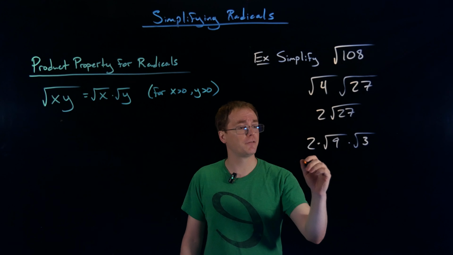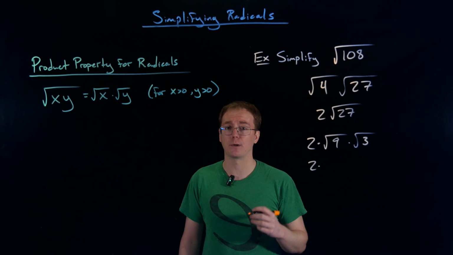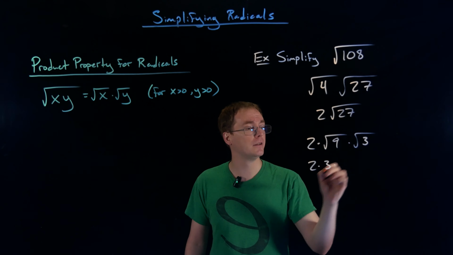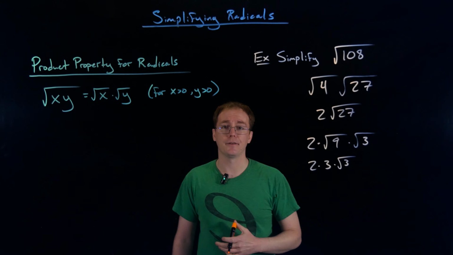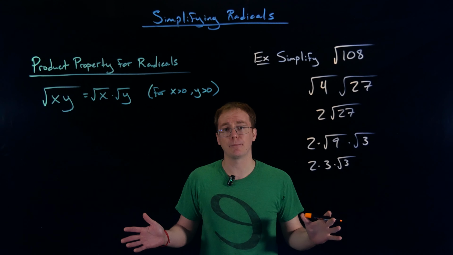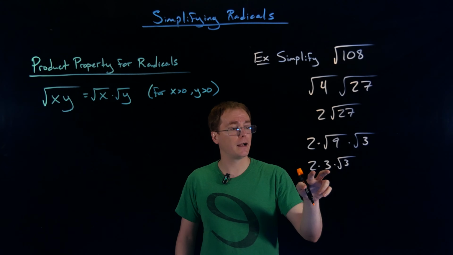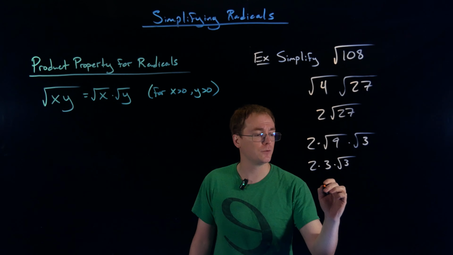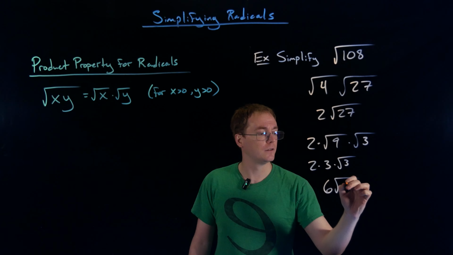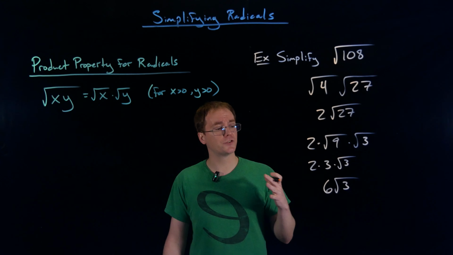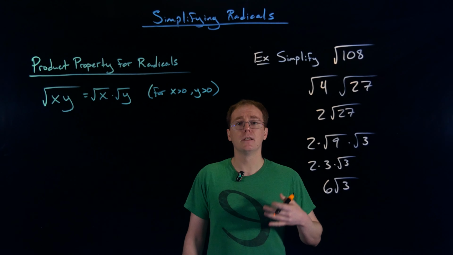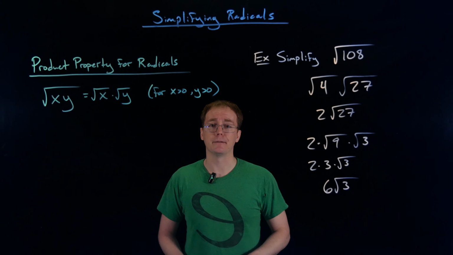And so now if we simplify that perfect square factor of the square root of 9, that'll turn into a factor of 3. And we still have that irreducible square root of 3 hanging out at the end. And so now just to totally finish this example off, we're almost done. We can multiply these two factors of 2 and 3 together out front, and that'll turn into a factor of 6. And so our final answer, the most simplified form that we can write the square root of 108 in, is 6 times the square root of 3.